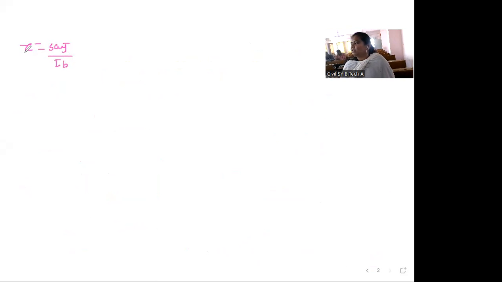This tau, you already know, is the shear stress. Tau is nothing but shear stress. After that, this S means shear force. Then this I is the moment of inertia. Then this b is the width.